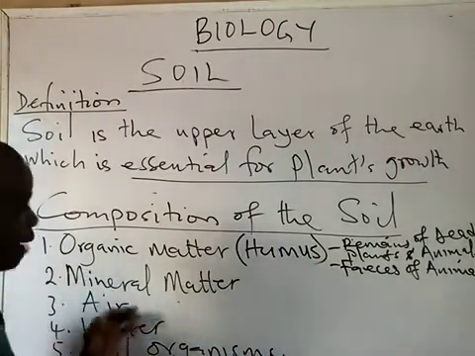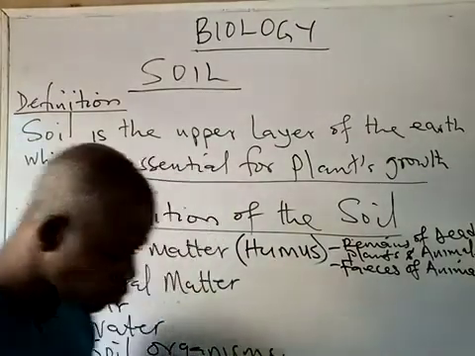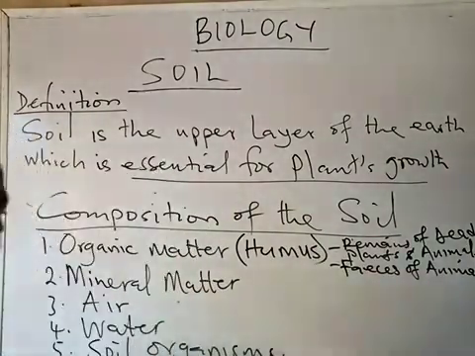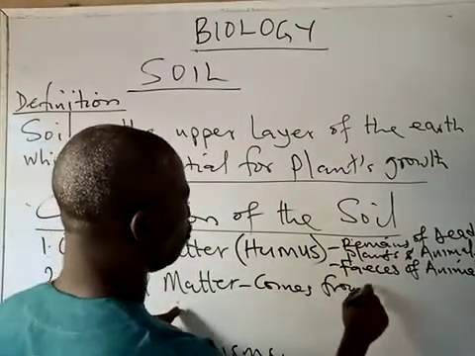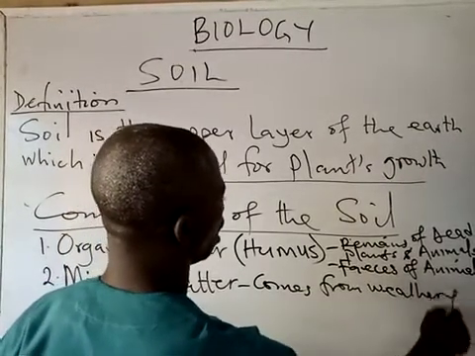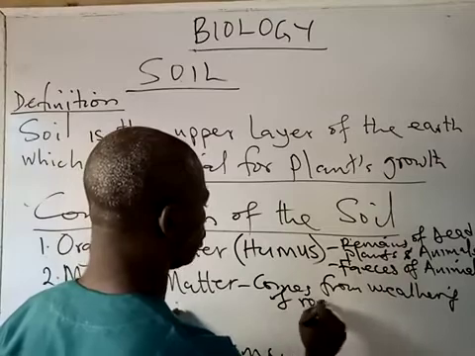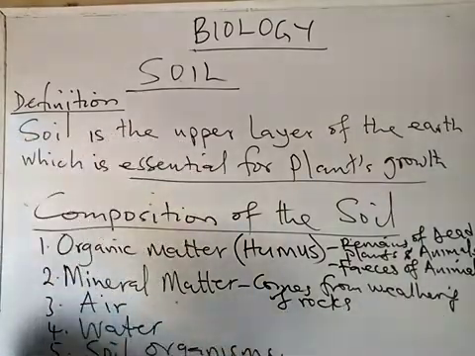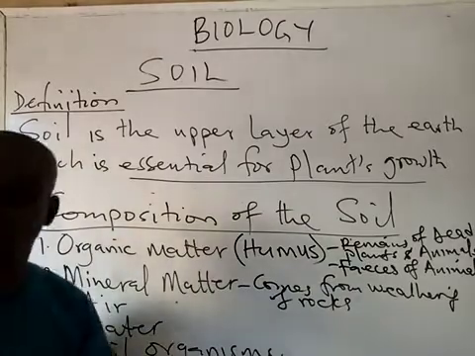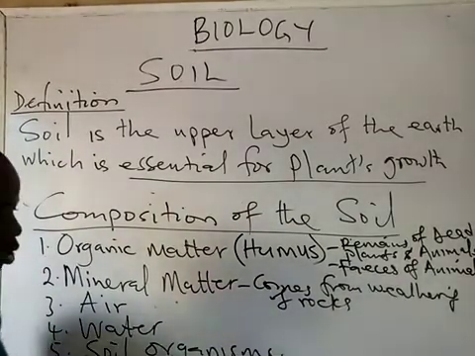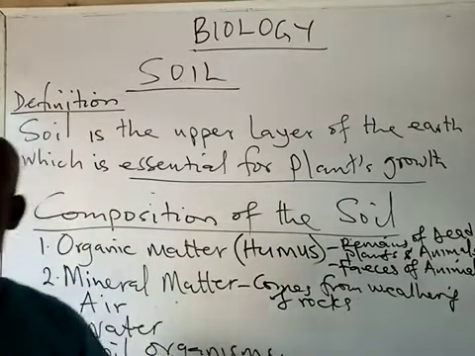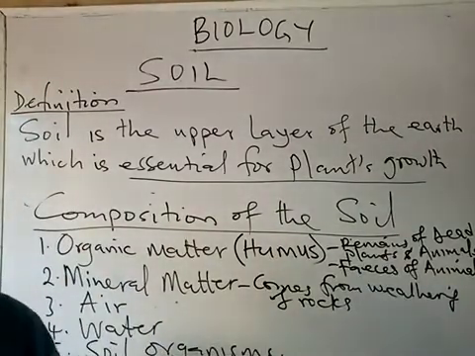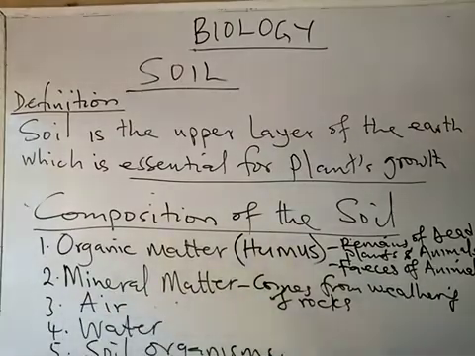Apart from that, we have the mineral matter, which is as a result of weathering of rocks. This one comes from weathering of rocks. We have various types of minerals in the soil. Then we have calcium in the soil. We have phosphorus in the soil. We have magnesium in the soil. We have iron in the soil. They are all as a result of weathering of rocks.